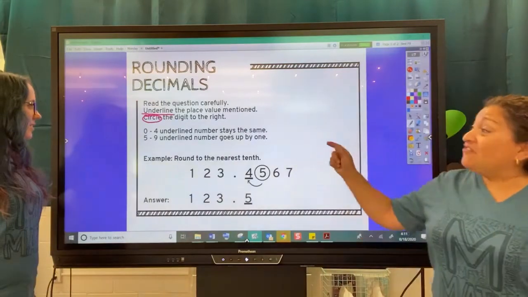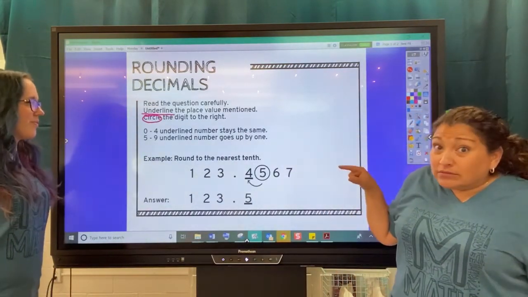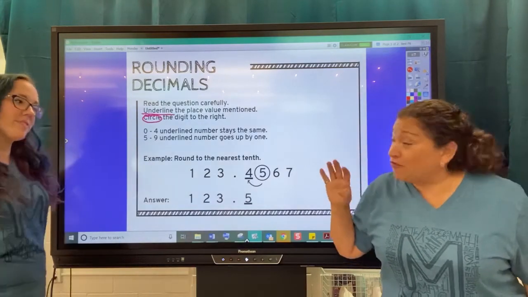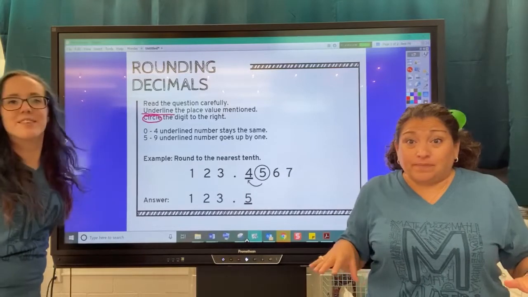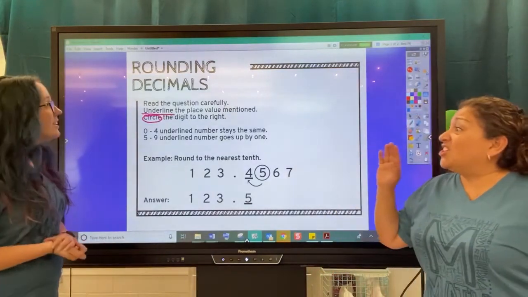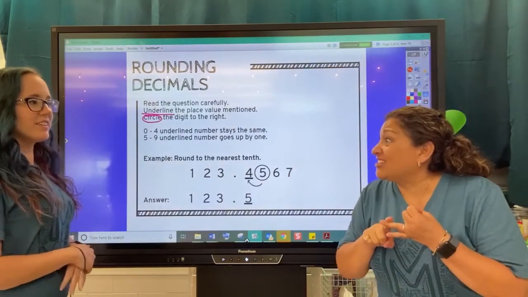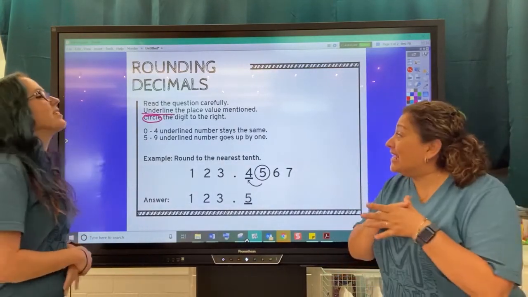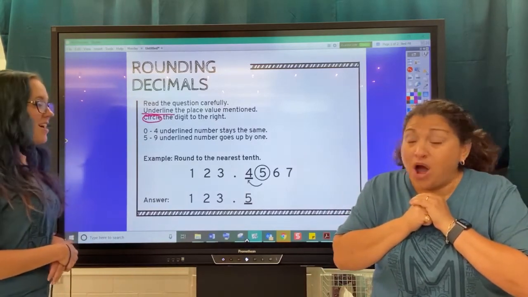Yes. If the digit to the right is a 0 through a 4, so 0, 1, 2, 3, or 4, then the underlined number stays the same. Yes, that's it. But if the digit to the right of the underlined number is a 5, a 6, a 7, or 8, or a 9, you gotta bump that underlined number up by 1.